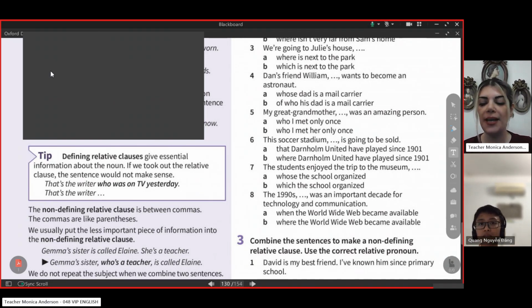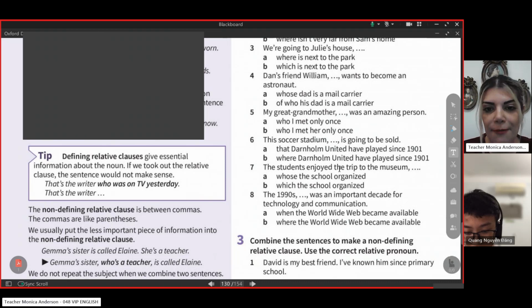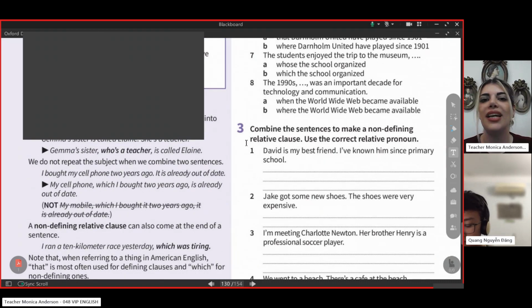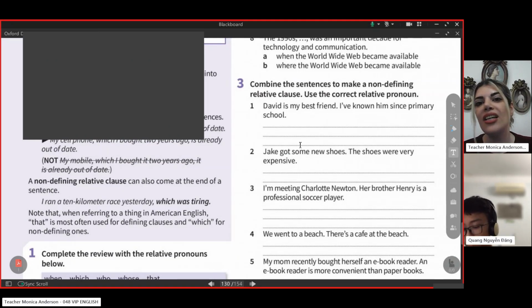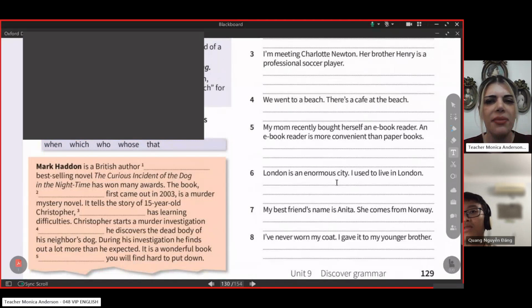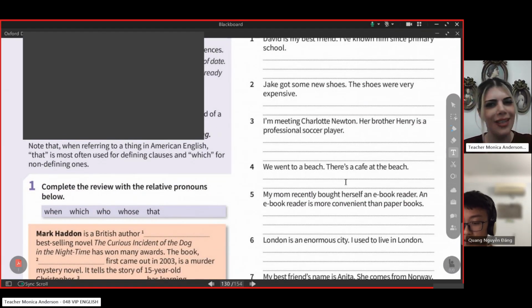As we learned, the relative pronoun is actually the subject or object of the relative clause, and we don't repeat the subject or object. That is really important not to repeat the subject or object when using relative pronouns. Very good. Now, the last part, combine the sentences. I keep this part. This is your assignment for home. You need to do this.